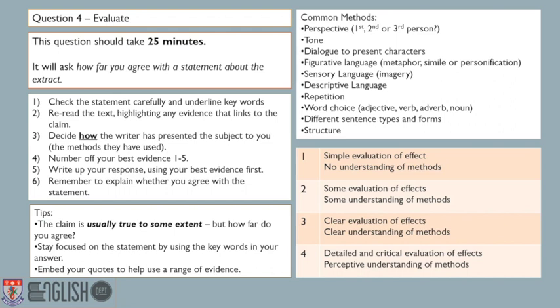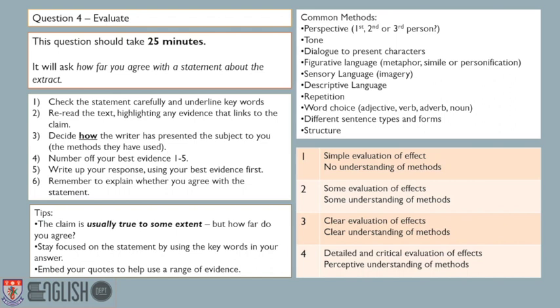The keywords in that statement are vital in your answer, and you should be repeating them regularly to show that you're actually addressing the claim. As we saw in the language question, it's really useful to be able to embed your quotes and to use a range of evidence. Methods can be confusing.